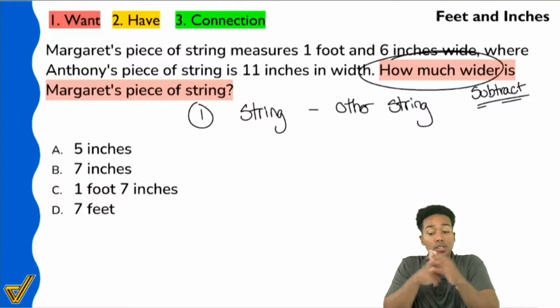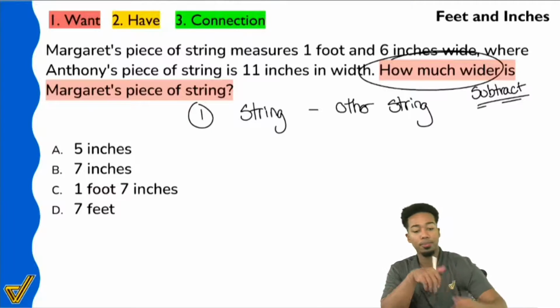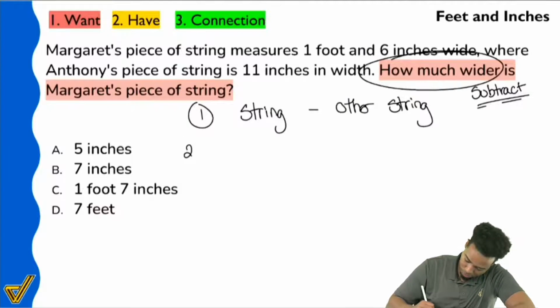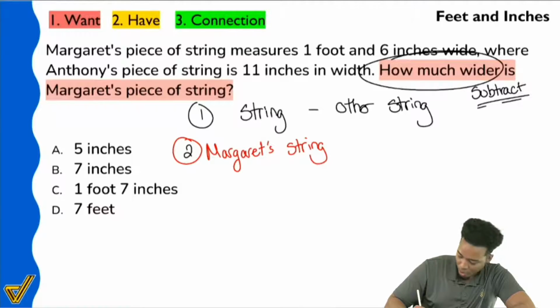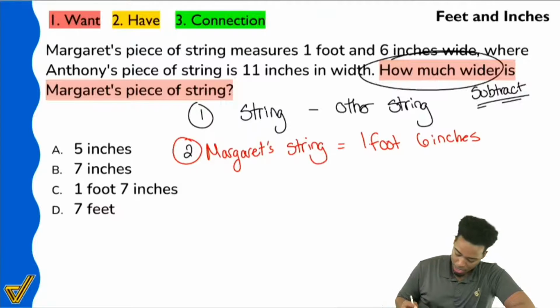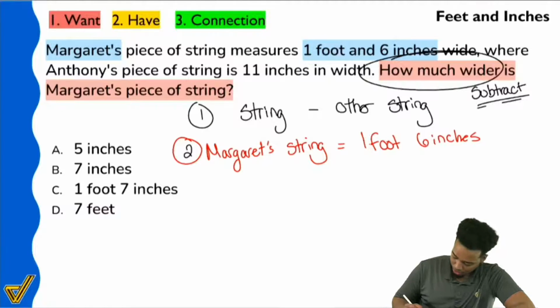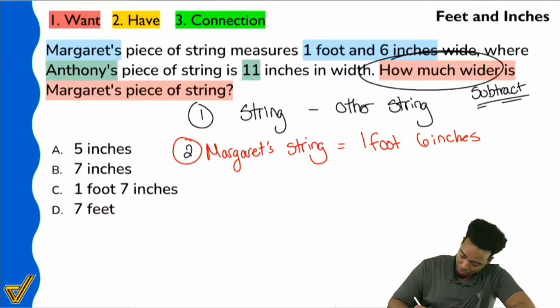So with that, let's read the information. Let's see what we got to work with. So we have Margaret's piece of string right over here. Margaret's piece of string measures 1 foot 6 inches. So let me write this down here. We have Margaret's string is 1 foot 6 inches. And then we have Anthony's string. Let me just highlight this. So Margaret's 1 foot 6 inches. And then we have Anthony's over here, 11 inches.